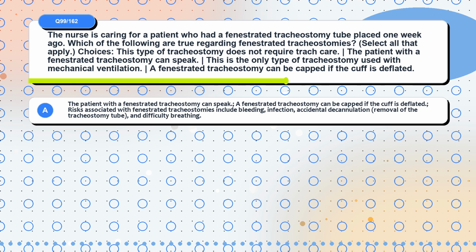Here are the options. Option A. The patient with a fenestrated tracheostomy can speak. A fenestrated tracheostomy can be capped if the cuff is deflated. Risks associated with fenestrated tracheostomies include bleeding, infection, accidental decannulation, removal of the tracheostomy tube, and difficulty breathing.